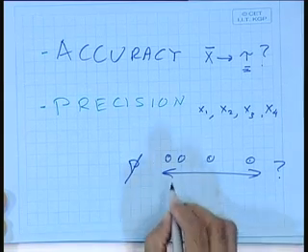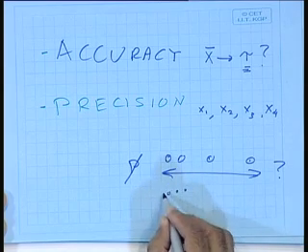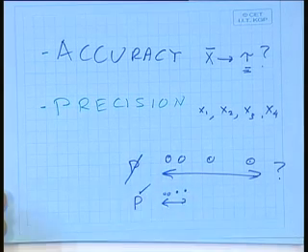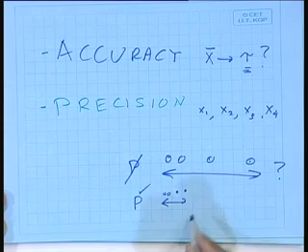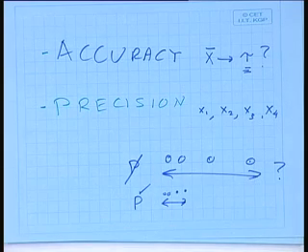But if individual measurements of the same object turn out to be close to each other, like this, I have good precision. So it is the spread of repeated measurements that will indicate how precise that instrument is. And these are two things that are also very important in process control.